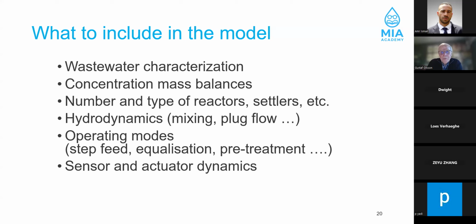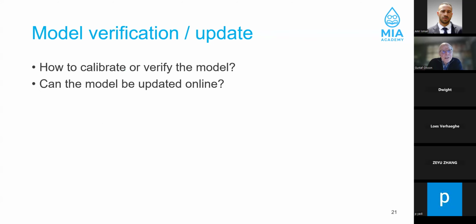And also we have to know if the actuators, in other words, the compressors or pumps, are controllable online, or are they on or off only? And of course, on top of that, we have the control algorithms. So having all of that in mind makes, of course, the complete model very complex. But now we have to ask our questions. How can we calibrate or verify the model? Can it be updated online?